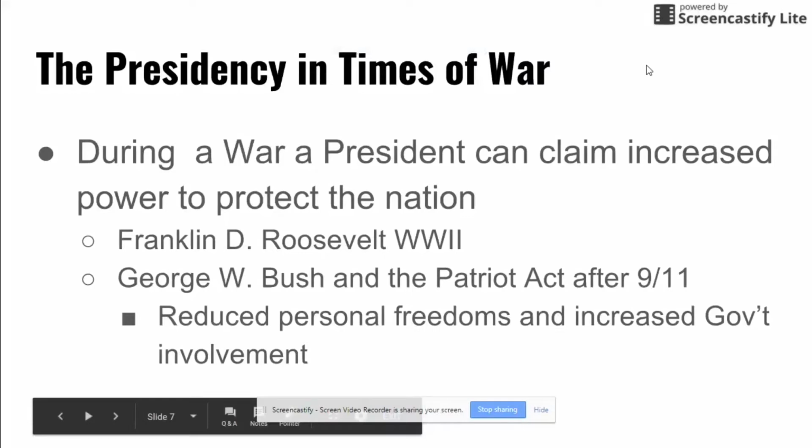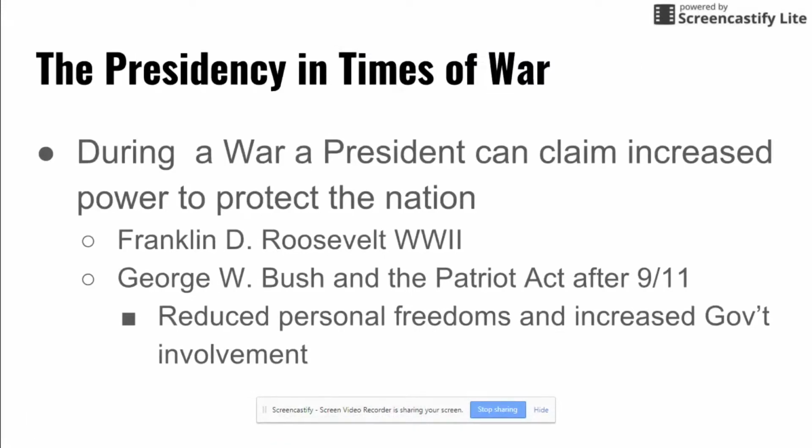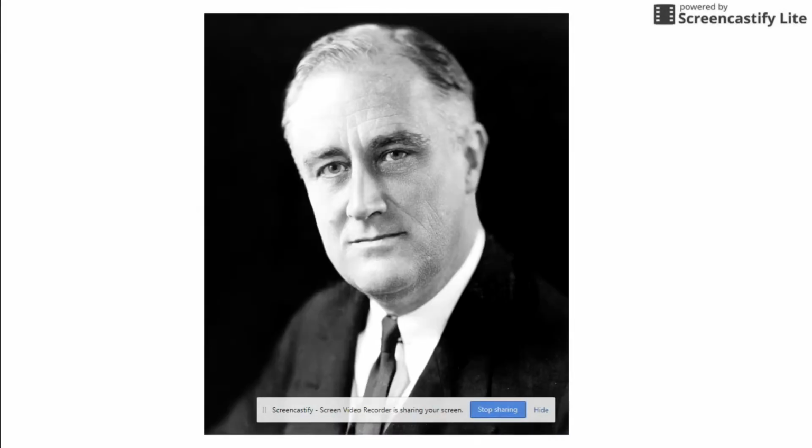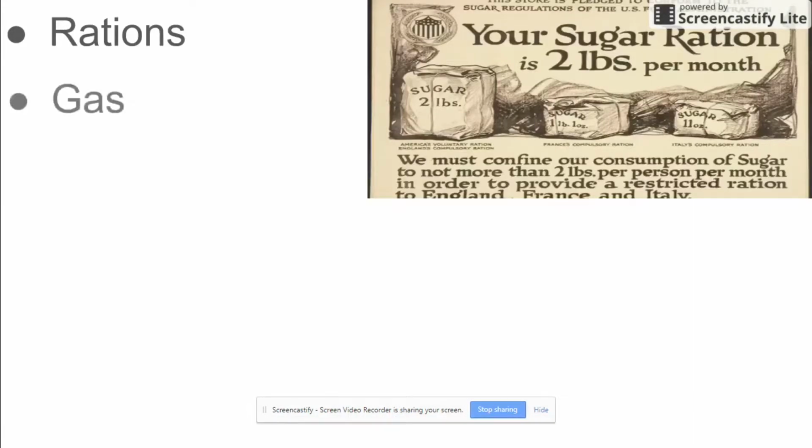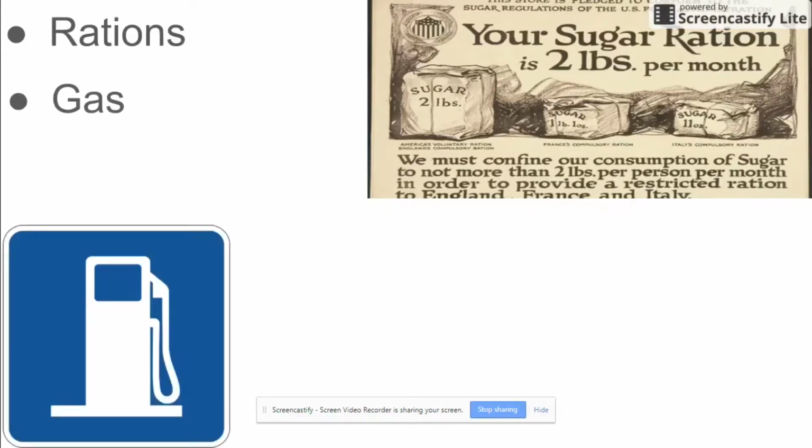During a war, presidents often claim increased powers to protect the nation. Congress is also more likely to give the president special powers at home as well as abroad. During World War II, President Franklin D. Roosevelt demanded and received from Congress powers to control prices on rations, gas, and food, and to manage industries needed to produce tanks, guns, and other war materials.